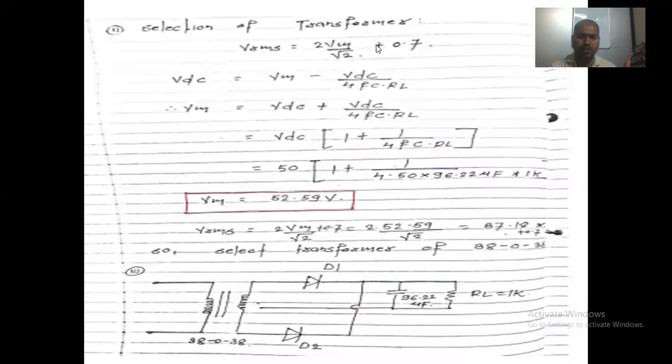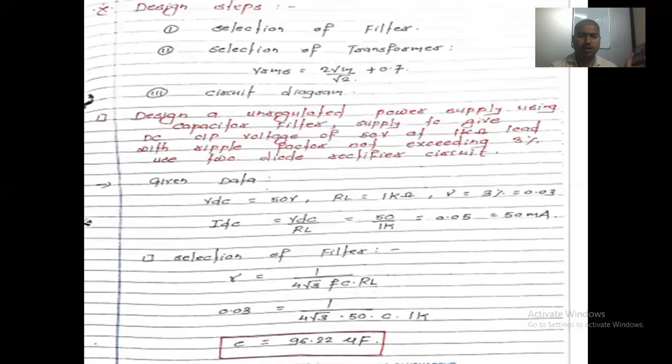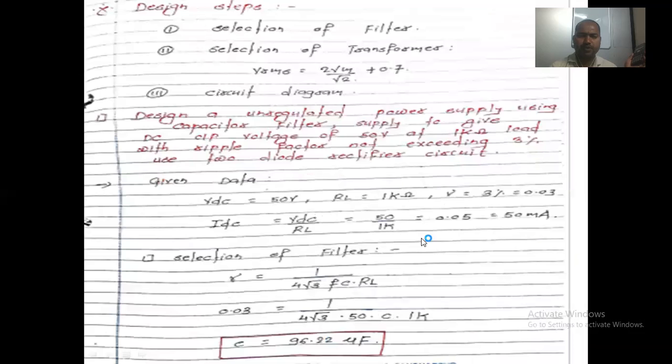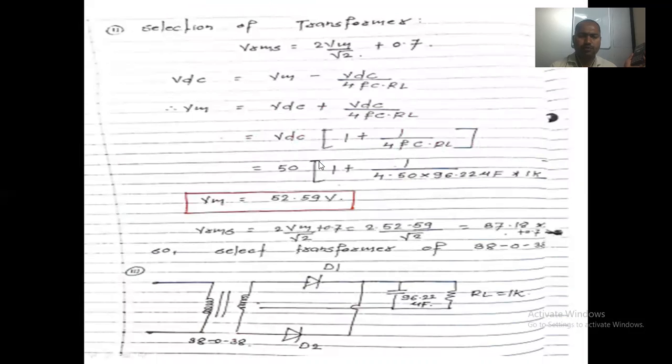For that purpose we have to know something with respect to this, that is VDC. All that value we know, that's why we have to calculate it initially according to this. So we have to calculate the value in this step. After that calculation, we need the value of the RMS, because the transformer is nothing but AC. So here RMS is equal to, here is the formula for it, Vm by root 2 plus 0.7.